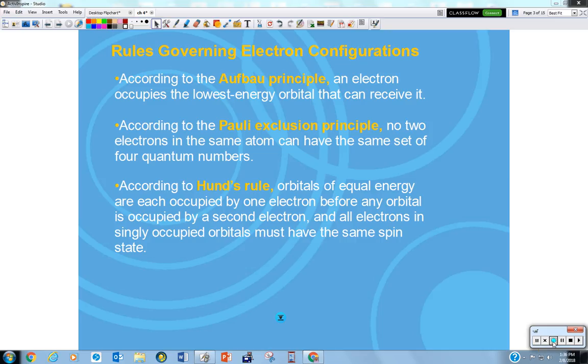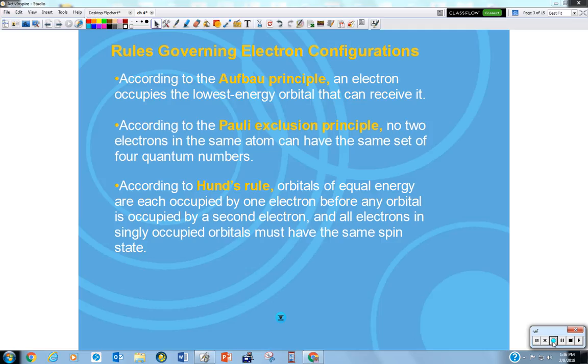Alright, today we're going to be looking at electron configurations. Remember that electron configurations are contingent on the following rules. There are three rules that govern how we describe electron configurations. First rule is called the Aufbau principle. Aufbau principle basically states that an electron occupies the lowest energy level that can receive it.